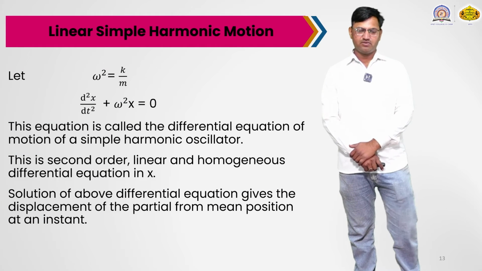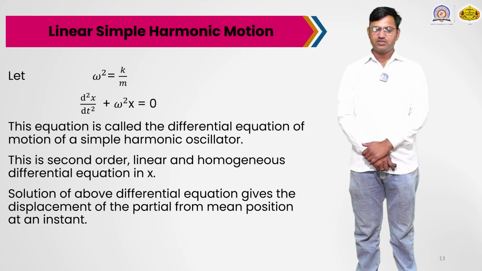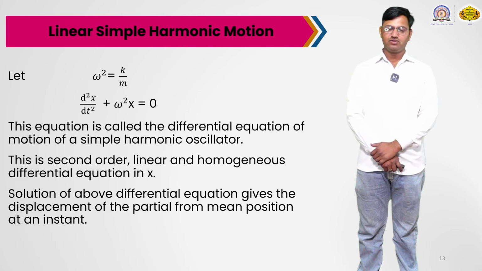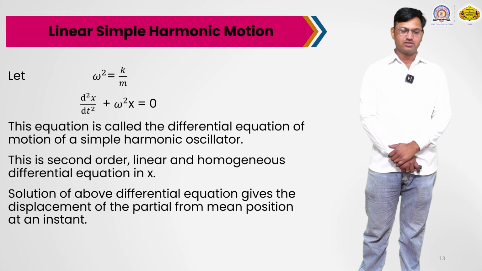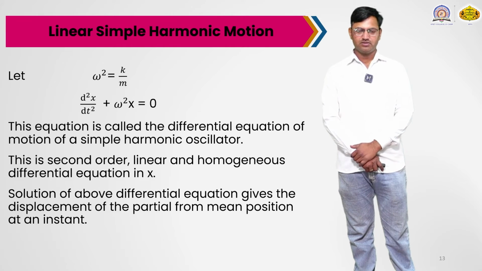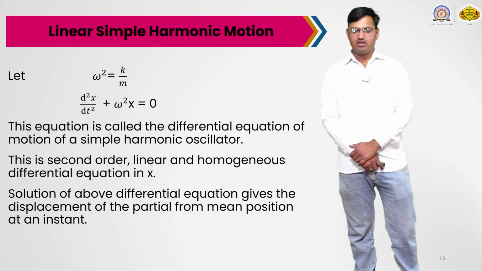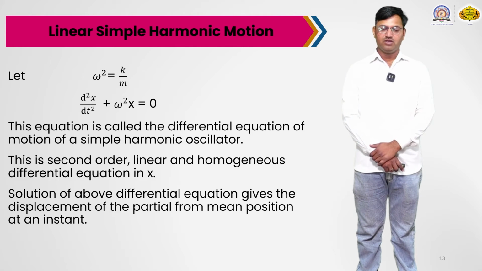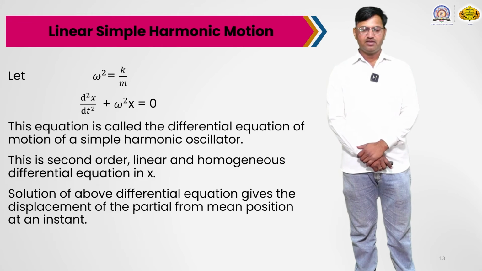Let omega square be equal to k upon m. Substituting k upon m, therefore d square x upon dt square plus omega square x is equal to 0. This equation is called the differential equation of motion of a simple harmonic oscillator. This is a second order linear and homogeneous differential equation in x. The solution of the above differential equation gives the displacement of the particle from the mean position at an instant.